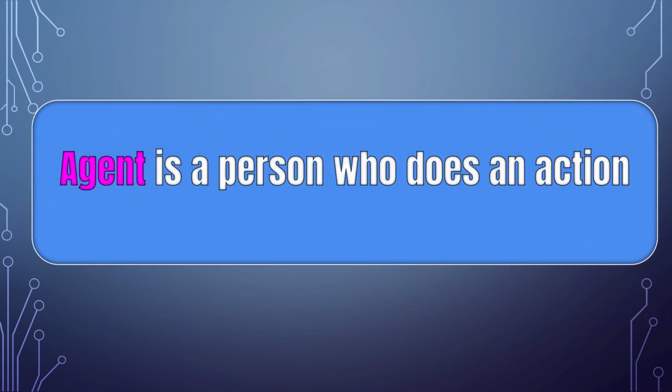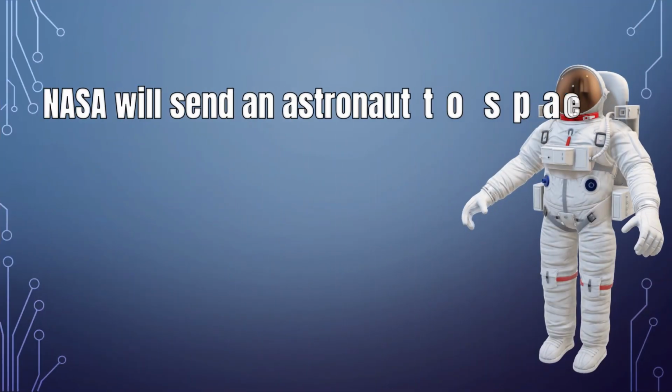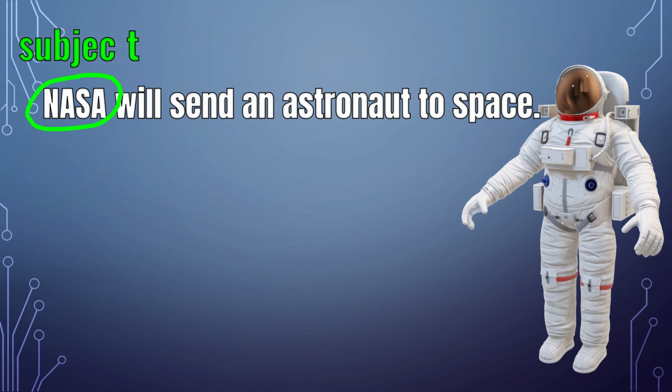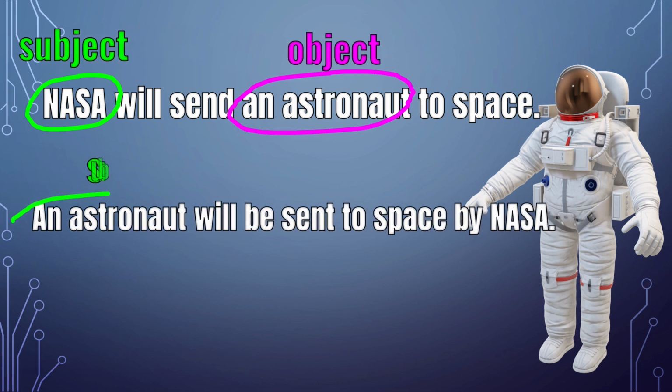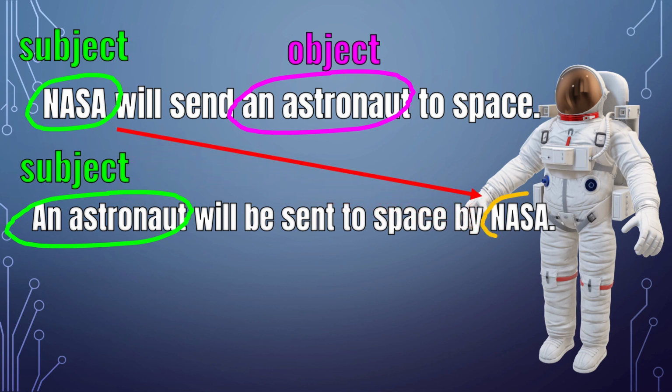Agent is a person who does an action. NASA will send an astronaut to space. In passive voice we begin with an astronaut, which becomes a subject, and turn NASA into an agent.